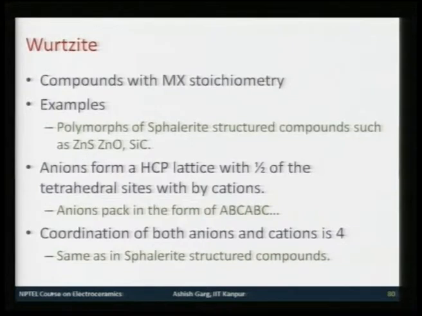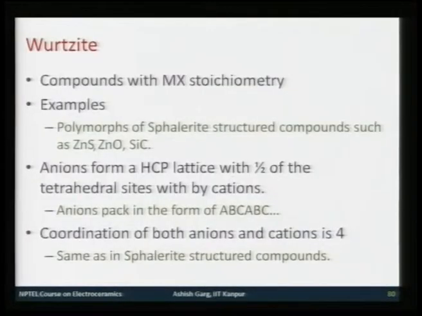Wurtzite structured compounds have a stoichiometry of 1:1 for cation and anion, and they are referred to by the general formula MX. The examples, as I just mentioned, are polymorphs of sphalerite or zinc blende structured compounds, which are zinc sulfide or zinc oxide or silicon carbide, etc. Here in this structure, the anions, which could be sulfur or oxygen atoms, form an HCP lattice.